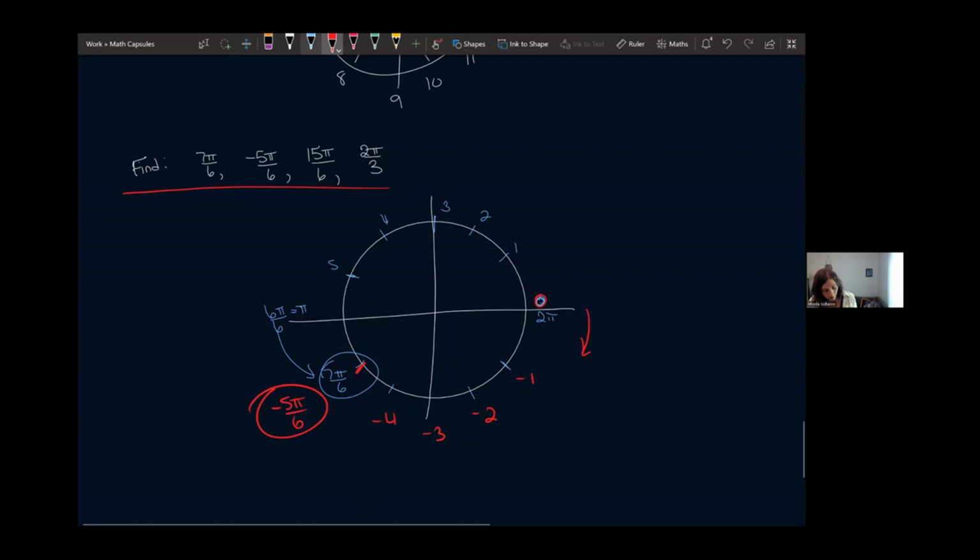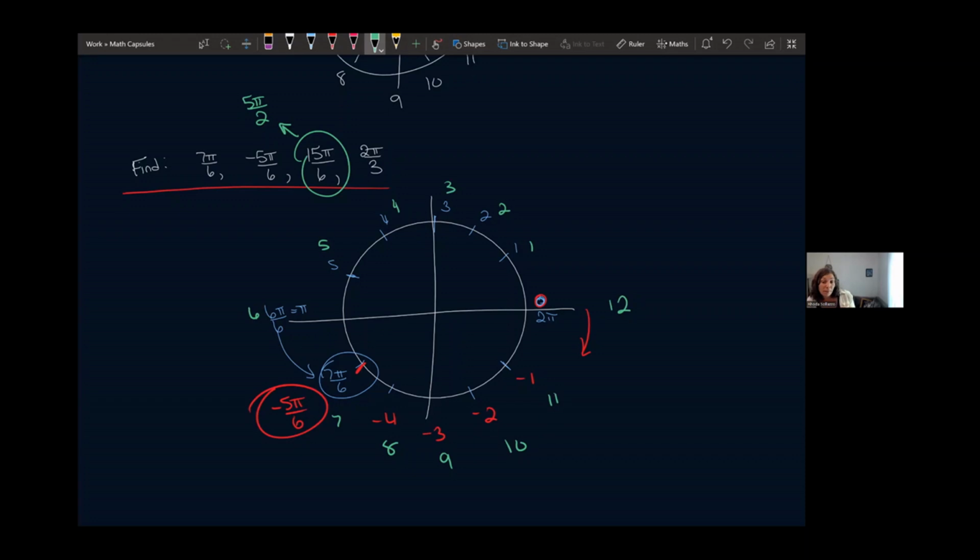Great. Next one, 15 pi over 6. Oh, this one could actually be reduced, you might notice. If I divide the top and bottom by 3, I get 5 pi over 2. So you could do this one by counting out pi over 2s, but I'm going to do it with the method that we've been talking about. So 15 pi over 6, I can count 1, 2, 3, 4, 5, 6, 7, 8, 9, 10, 11, 12.